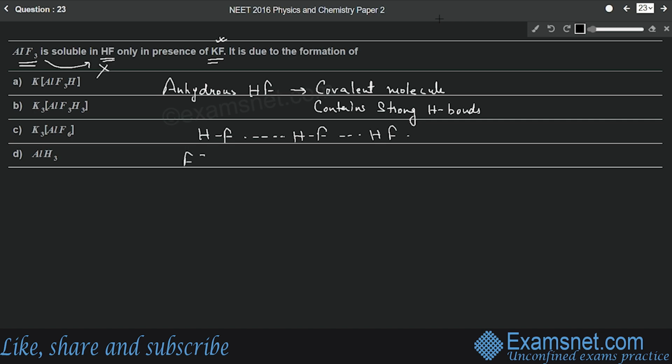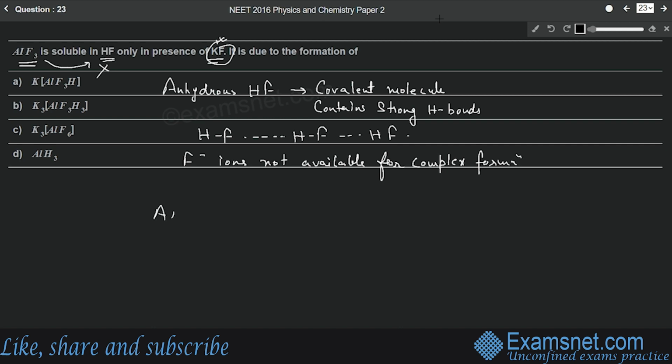Okay, fluoride ions are not available for complex formation, but aluminium trifluoride has to make a complex. So for that, potassium fluoride is required. The reason is that when potassium fluoride is added, aluminium trifluoride will be able to make a complex. And let's see what will be the complex formed.